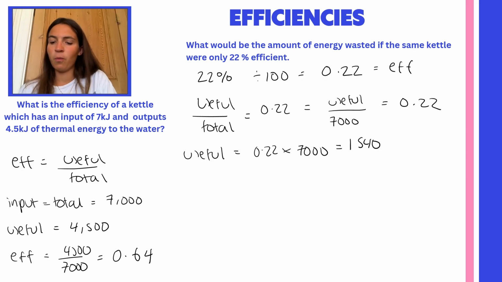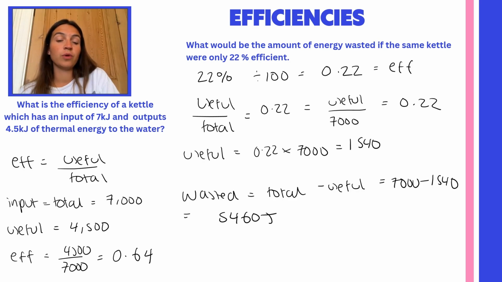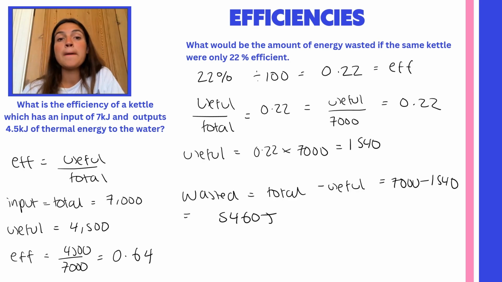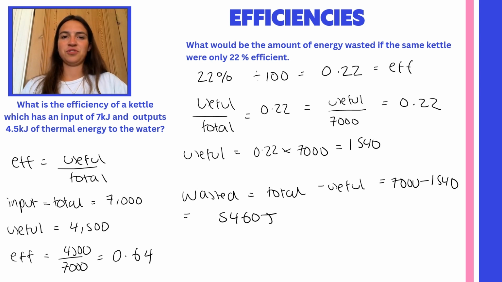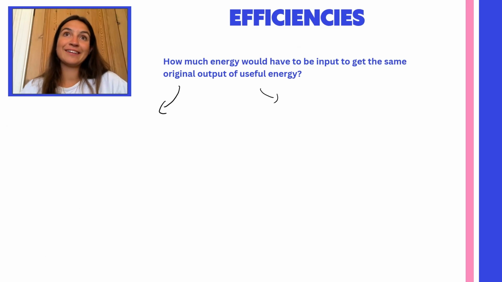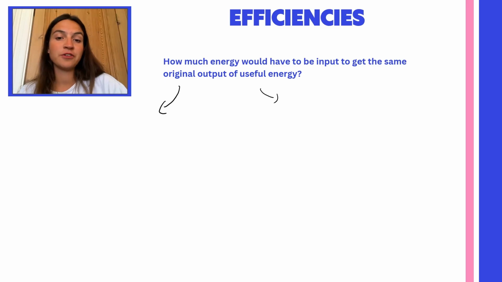So now I need to think about what that means. Well, your wasted energy should be equal to your total energy minus the useful energy, and that's 7,000 minus 1,540 gives me 5,460 joules. Okay, and following on from that question, we have how much energy would have to be input to get the same original output of useful energy.